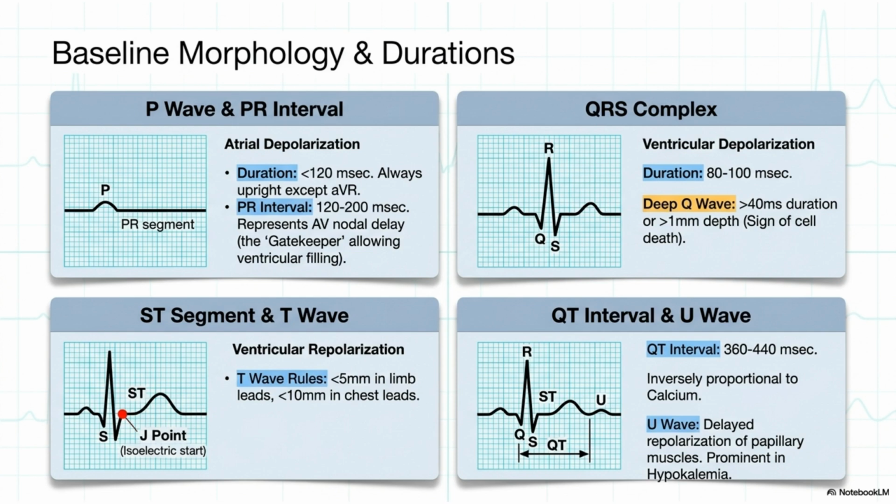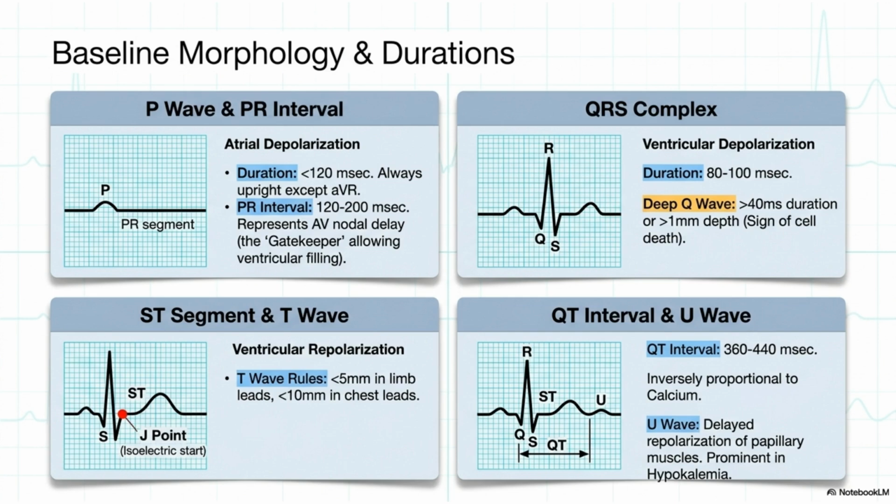Let's define the normal. The P wave signifies atrial depolarization and should be under 120 milliseconds. The PR interval, 120 to 200 milliseconds, is critical. It represents the AV nodal delay, which, acting as a gatekeeper, ensures the ventricles have time to fill with blood.